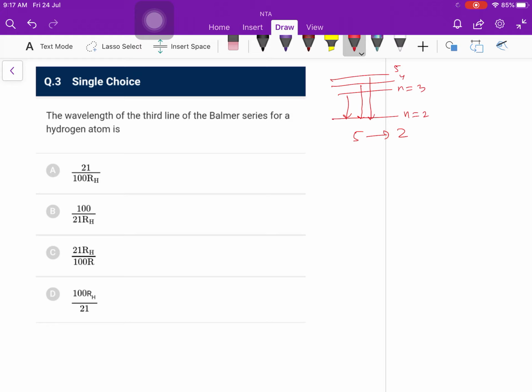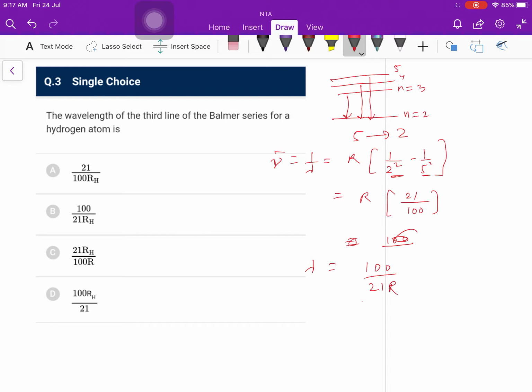So we need to use the Balmer-Rydberg equation. Wave number, 1 upon lambda, is equal to R times (1 upon n^2 minus 1 upon m^2). This is equal to R times (25 minus 4) upon (25 into 4), that is 21 upon 100. So 1 by lambda is this, so lambda is equal to 100 upon 21 R. So 100 upon 21 R is the answer.